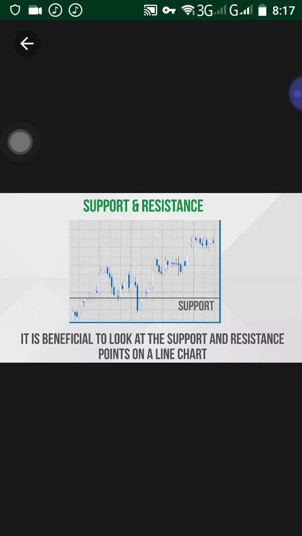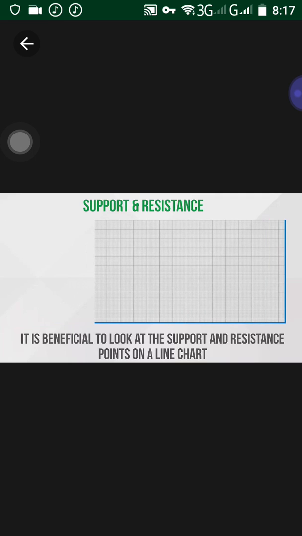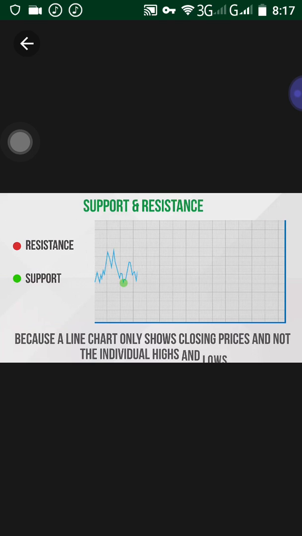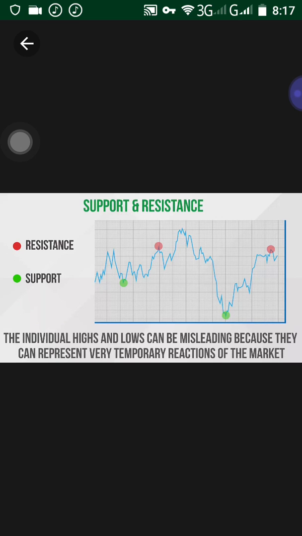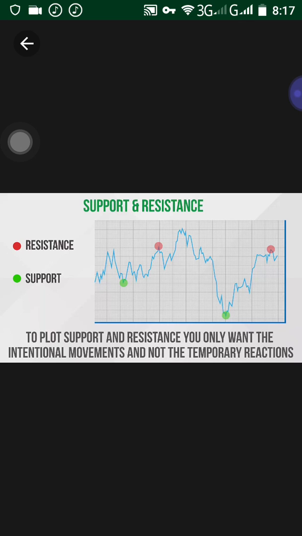However, since this is not always true, it is beneficial to look at the support and resistance points on a line chart because a line chart only shows closing prices and not the individual highs and lows. The individual highs and lows can be misleading because they can represent very temporary reactions of the market. To plot support and resistance levels, you only want the intentional movements and not the temporary reactions.